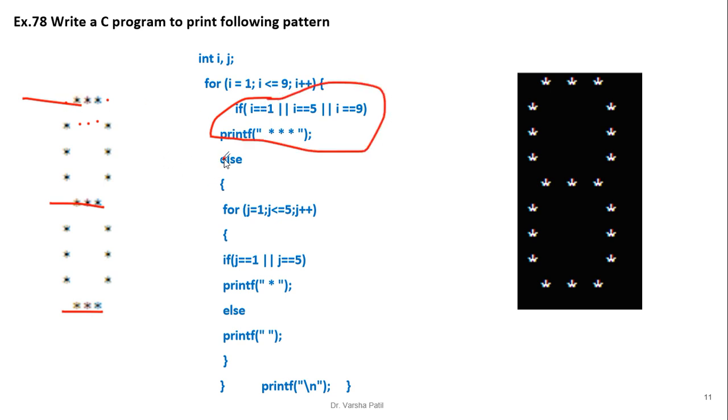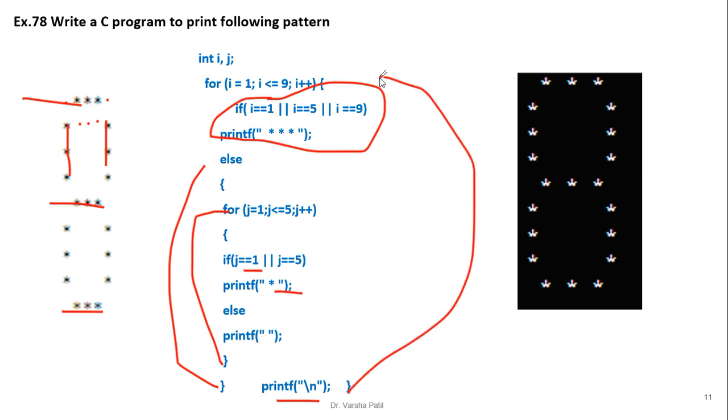It depends on us how we want to write the program. But it is not a wise practice to print this particular printf on every line, that is, printing the printf statement 9 times. Else, for the remaining rows, when j equal to 1 or j equal to 5, we have to print star, otherwise we have to print space. See, in the else part, for j equal to 1, j less than or equal to 5, j plus plus. If it is 1 or 5, print star, else print space. This is the for loop for j. This is the else part, this is slash n, and this is the end of the outer loop i.